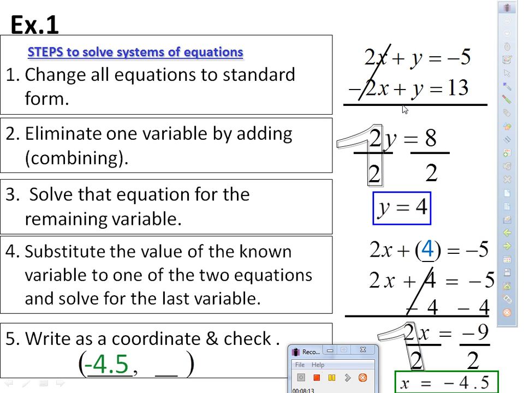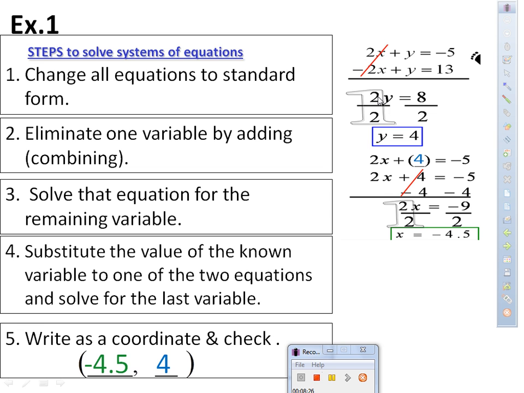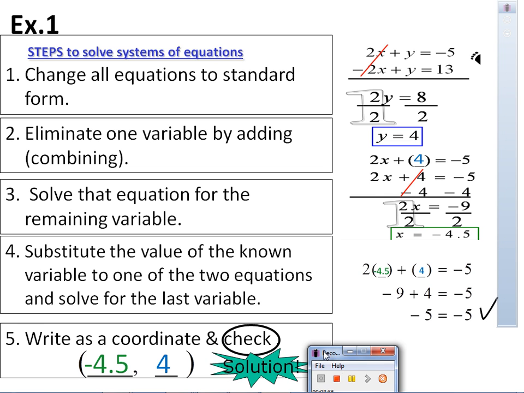And we're going to check this, and I'm going to substitute into one of the equations. I'm going to substitute into the top one. So I'm going to take this top equation right here and check. So for x, what goes in there? Negative 4.5, and then for y, 4. So what is 2 times negative 4.5? Negative 9 plus 4 equals negative 5. What is negative 9 plus 4? Negative 5. Is negative 5 equal to negative 5? Yes. Cha-ching. The solution.